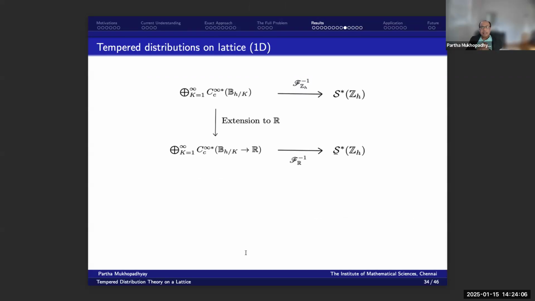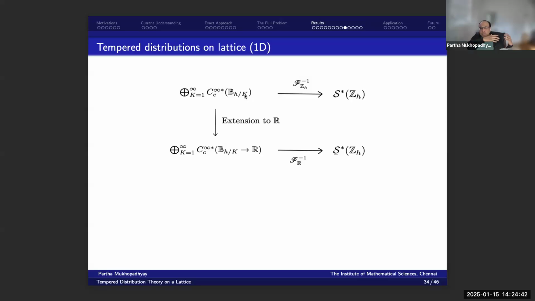Now, I have defined the space of field configurations on which the derivative and integral are well defined. I have to define tempered distributions on the lattice as well. And that is done by taking tempered distributions on the bump functions on the Fourier space, on the first Brillouin zone. So this is C_c infinity star in B_h by K. The Schwartz functions are obtained by Fourier transformation of bump functions within the first Brillouin zone.